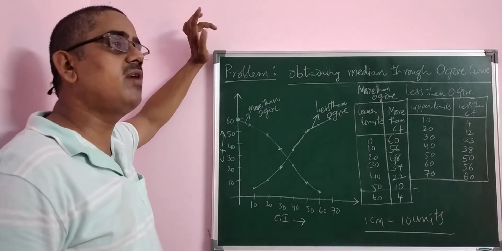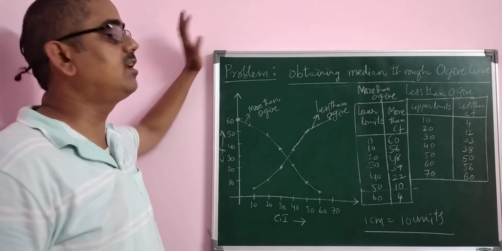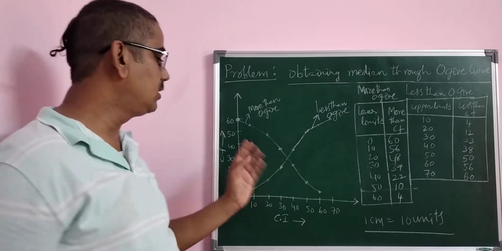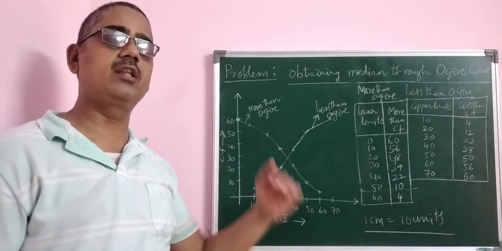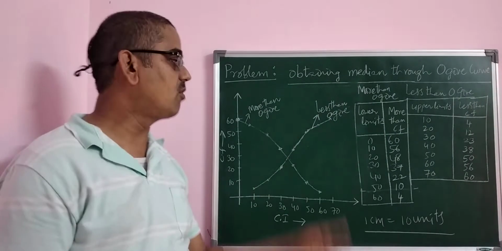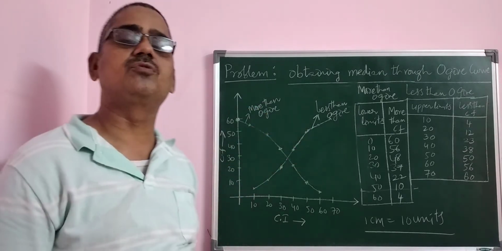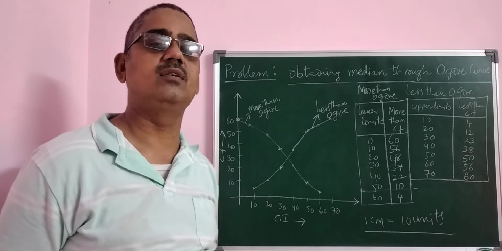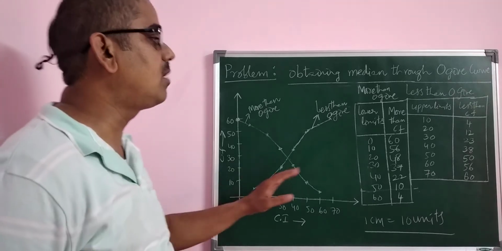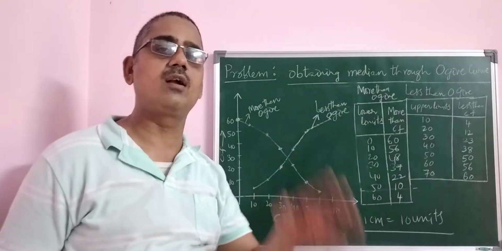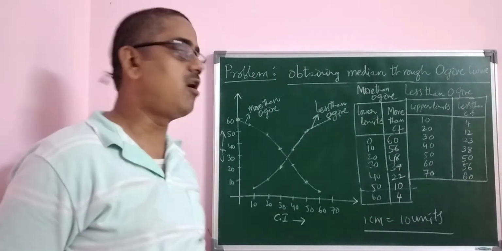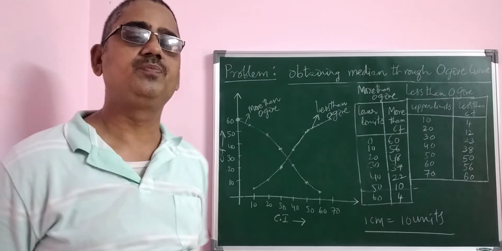So the less than ogive and more than ogive are obtained. If the problem is to construct the ogive curves, then the problem ends here. We have constructed the less than ogive and the more than ogive, both the ogive curves. So if the question is to obtain ogive curves for the following data, then the problem is finished.